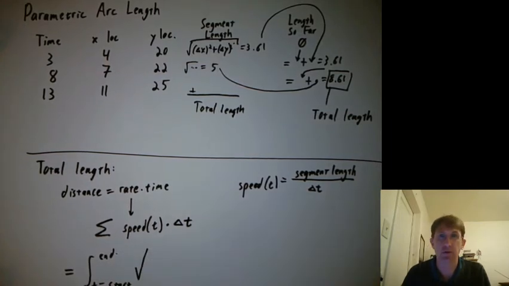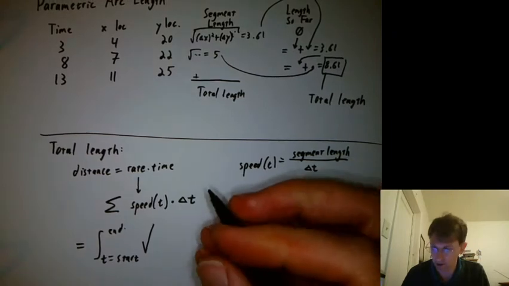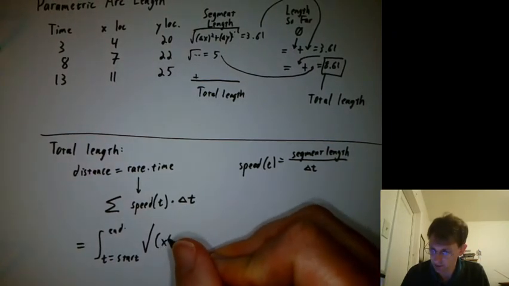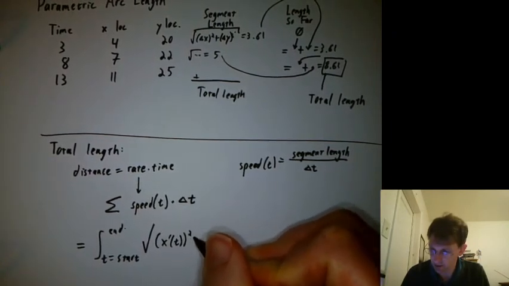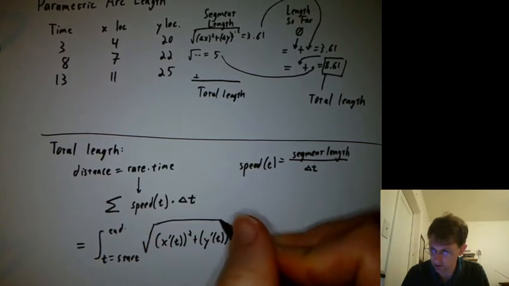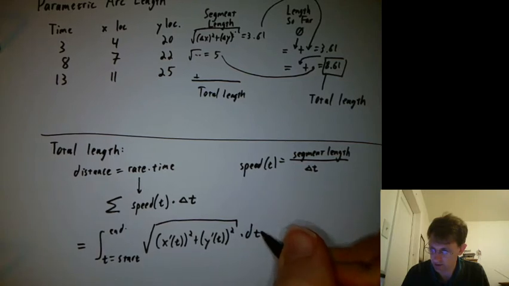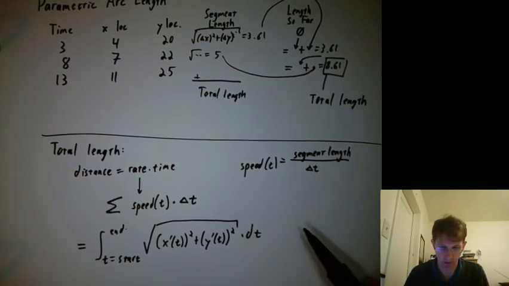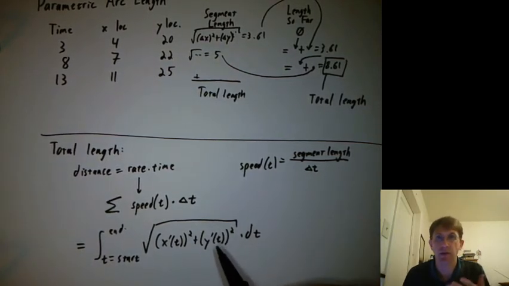And what's our formula for speed? Go ahead and try to remember that. It was the square root of x prime of t squared plus y prime of t squared, and then times dt, just like the delta t there. So that's our formula for arc length of a parametric curve.